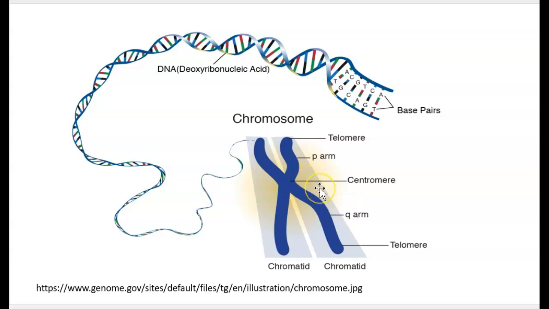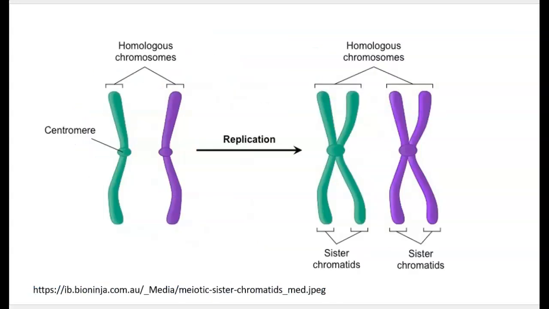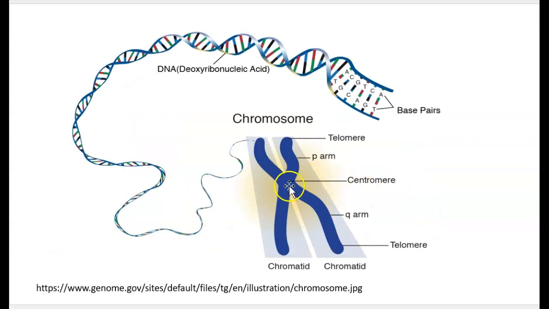So these could be reversed depending on the length. At the ends, we have structures called telomeres, which basically help protect the DNA as it goes through some of the various functions that it's going to go through. And then lastly, we have the centromere, which is the center part of the chromosome here.